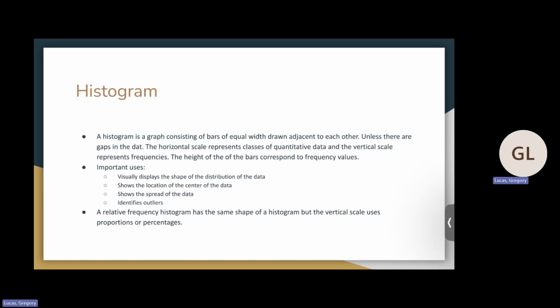Some important uses: it visually displays the shape of the distribution of the data. It shows the center of the data, shows the spread of the data, and it's very easy to see if there's an outlier, if there's a bar that's far away, not with the rest of the data. A relative frequency histogram has the same shape as a histogram, but the vertical scale is going to use proportions or percentages. So it's like the relative frequency table that we saw. We can also make that into a histogram.